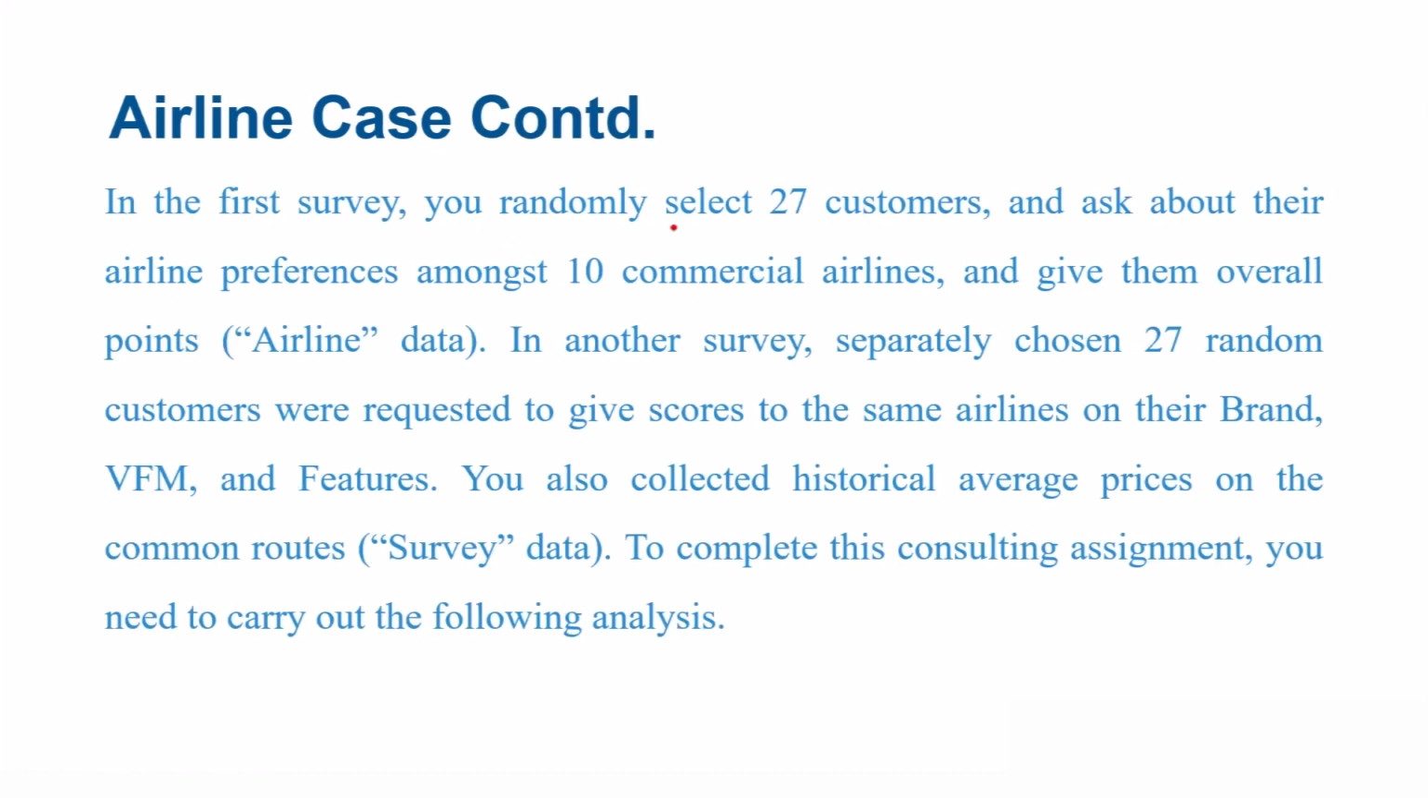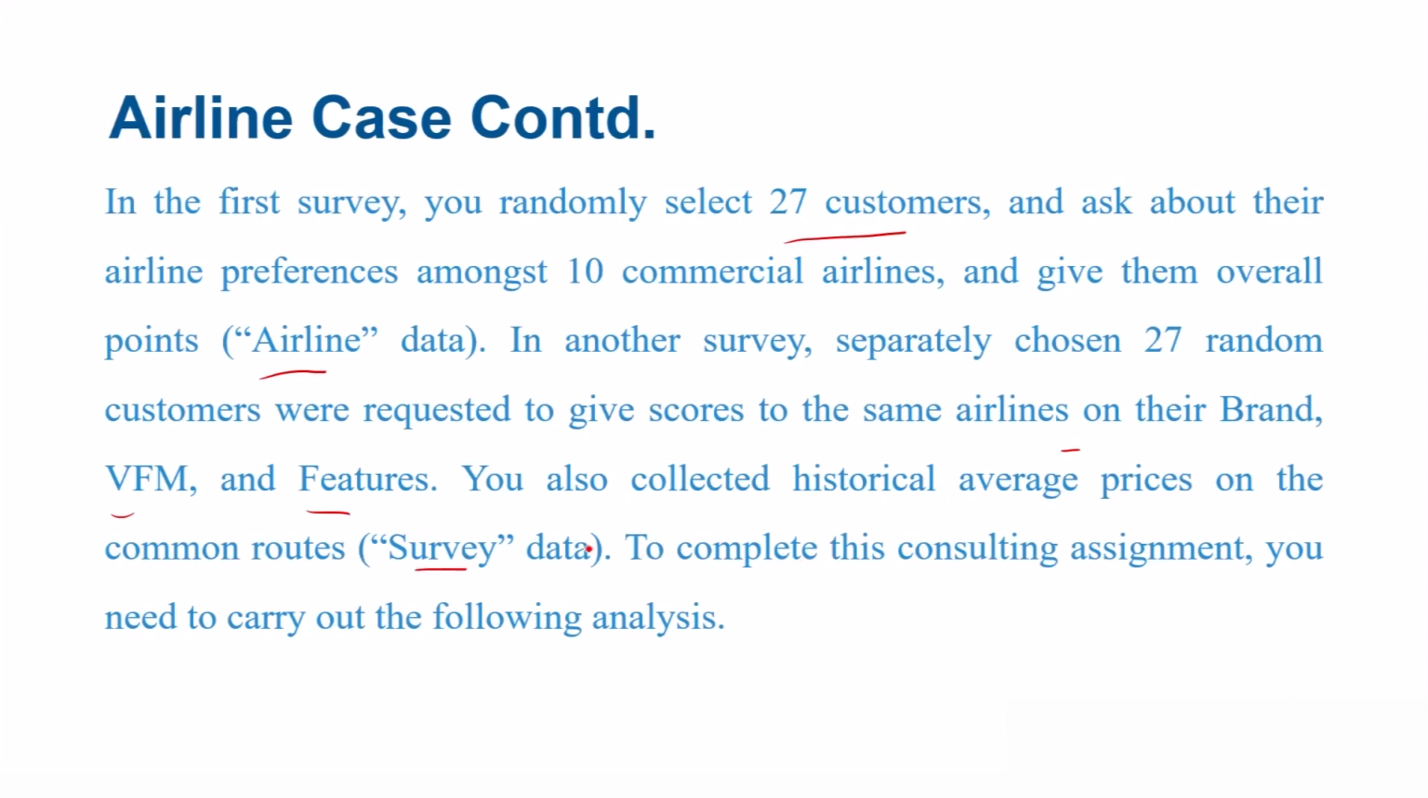In the first survey, you randomly select 27 customers and ask about their airline preferences amongst 10 commercial airlines and give them overall points in the airline data file. In another survey, you separately choose 27 random customers and request them to give scores to the same airlines on their brand, value for money, and various other features. You also collect historical average prices on common routes, which is available in the survey data.